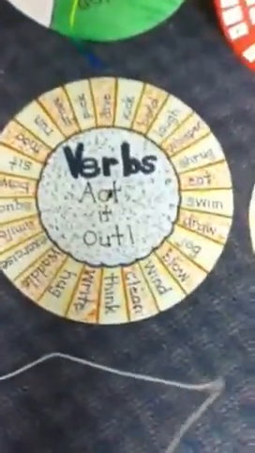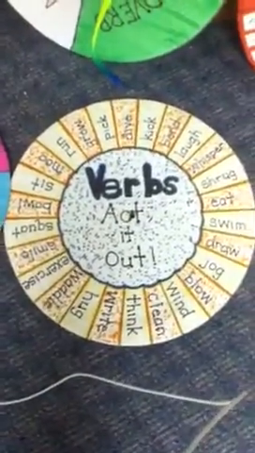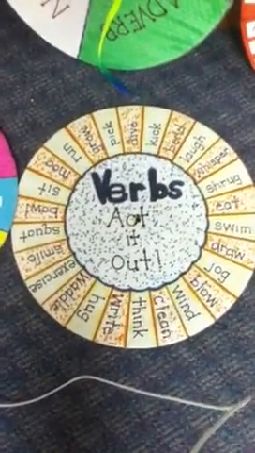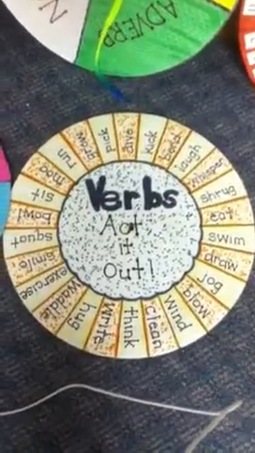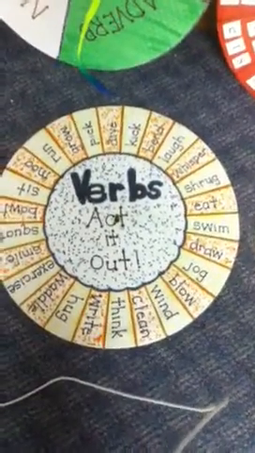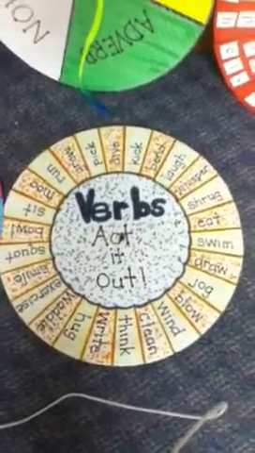The next one, act it out. These are action verbs. Someone would spin it, another student would catch it with their thumb, and then act this out for the class, and the class would try to figure out what is the action verb.